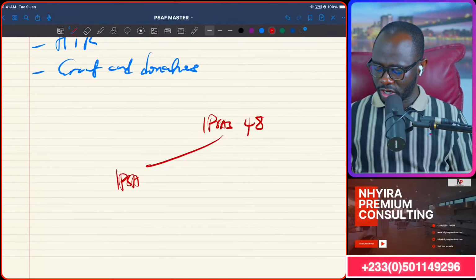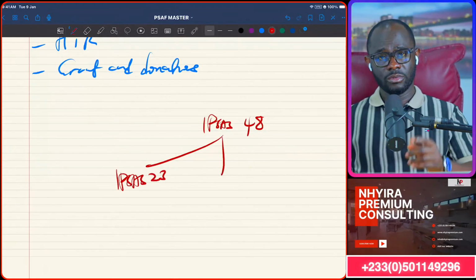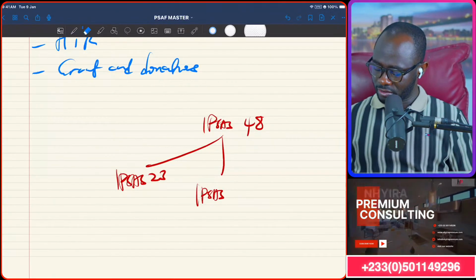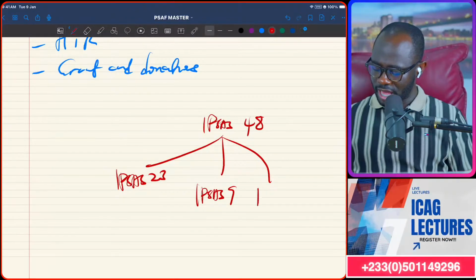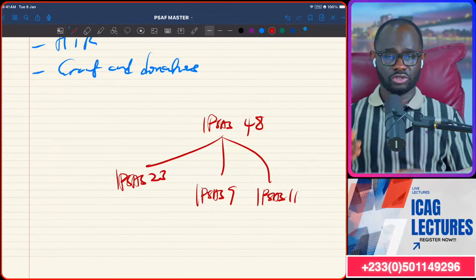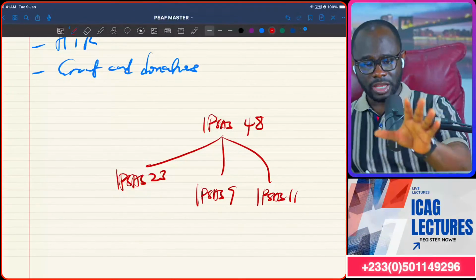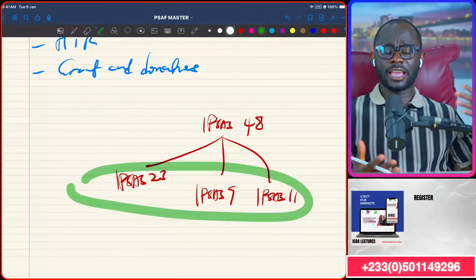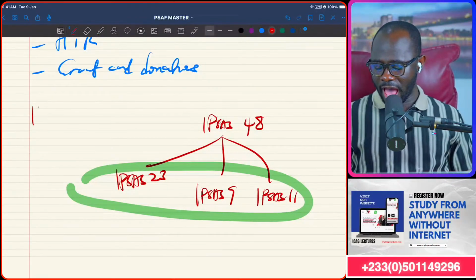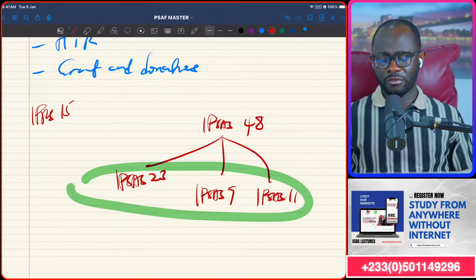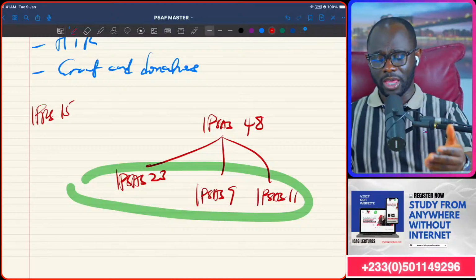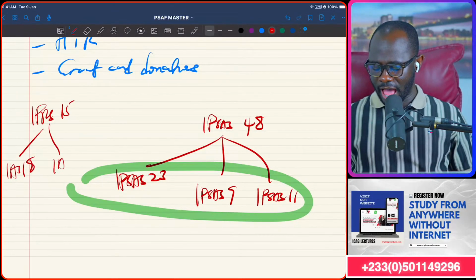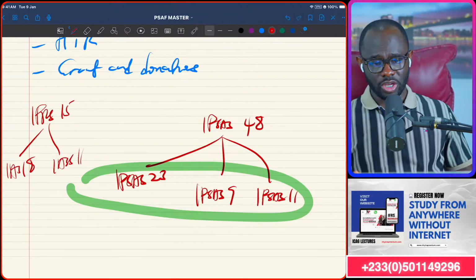IPSAS 23, revenue from non-exchange transaction, IPSAS 9, revenue from exchange transaction, and IPSAS 11, construction contract. So IPSAS 48 is going to consolidate these three IPSAS. It's just like in the private sector where IFRS 15, revenue from contract with customers, came in to replace IAS 18 revenue and IAS 11 construction contract.